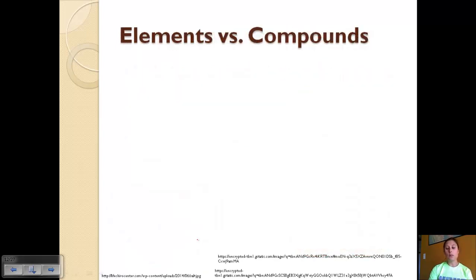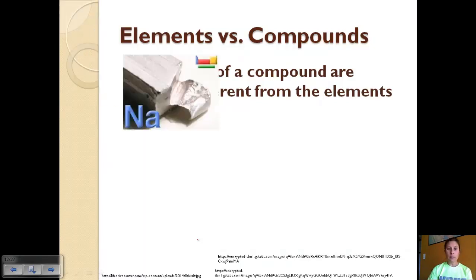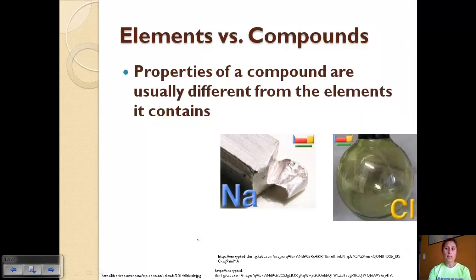Okay, so let's talk a little bit more about the difference between elements and compounds. The properties of a compound are usually different from the elements that make it up. So for example, we have sodium. Sodium is an element. In its regular form, it exists as a very shiny, soft metal that violently reacts when it's put in water. So if you're ever storing sodium, it gets stored in oil. And that's probably why we don't have it here, because it can violently react with water, which makes it dangerous.